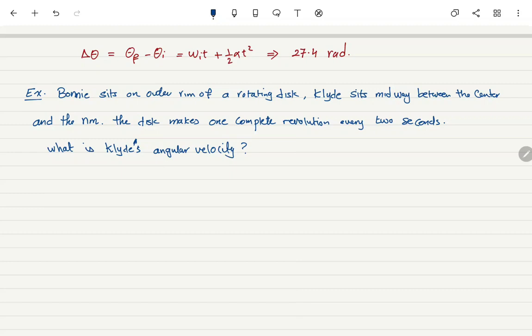Now as you can see here, this is Clyde here and this is Bonnie. Both rabbits here will have the same angular velocity.